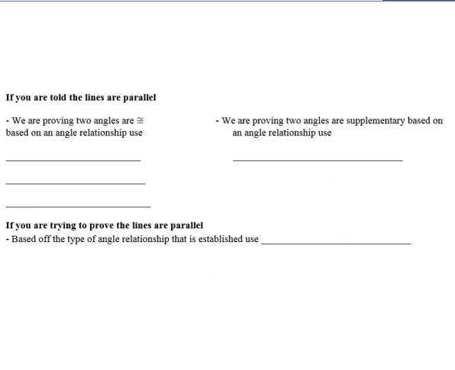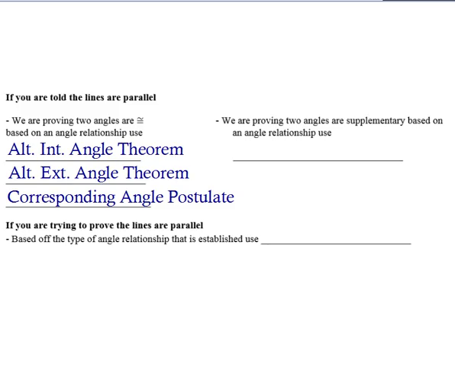Some more commonly used things in this particular unit are all those angle relationships. In a proof, if we're told that lines are parallel, and we are proving two angles are congruent based on an angle relationship, we can use these three things. Remember, congruent is alternate interior, alternate exterior, and corresponding. If we're proving two angles are supplementary based on an angle relationship, remember supplementary is 180, that's our same side interior angle theorem.